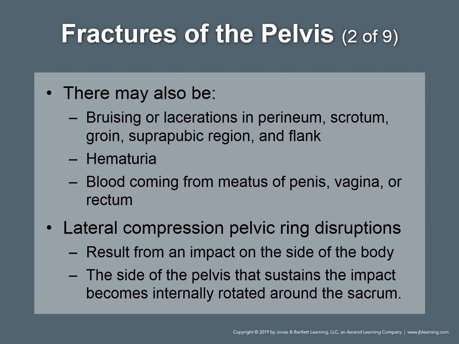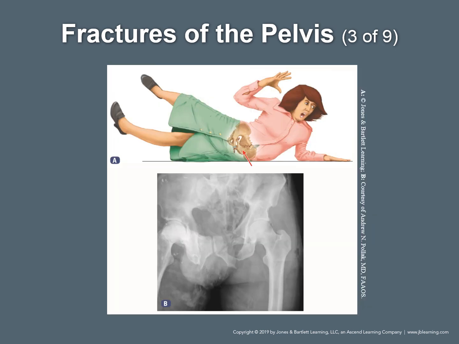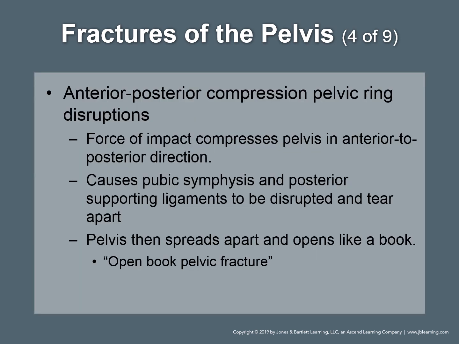Lateral compression pelvic ring disruptions. That's where you get hit on the side and it fractures the inside ring of the pelvis. What will happen is the pelvis will actually become rotated inward. So you'll have some inward rotated deformity of the pelvis. This kind of gives you a picture of what it looks like. You can kind of see the rotation inward in that area of the X-ray.